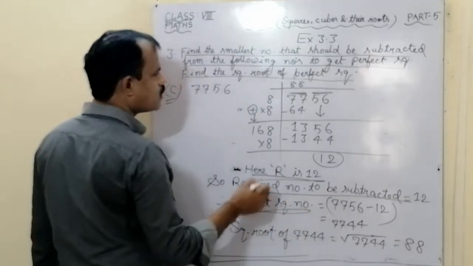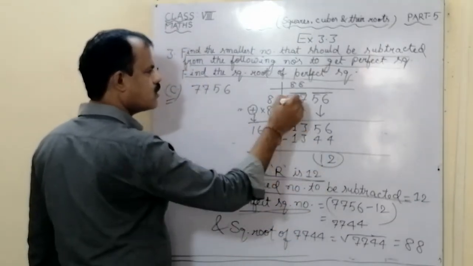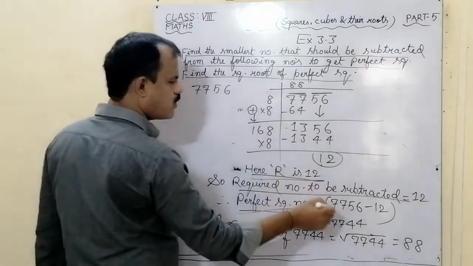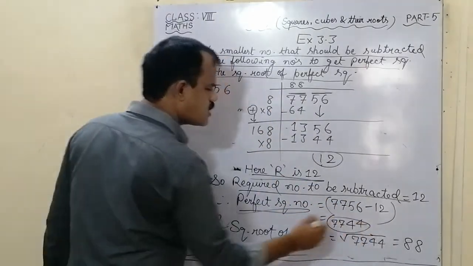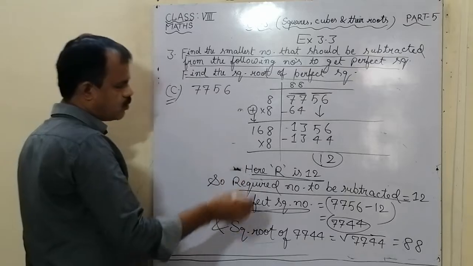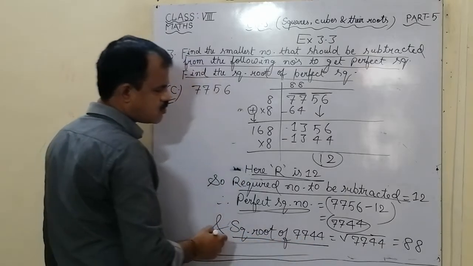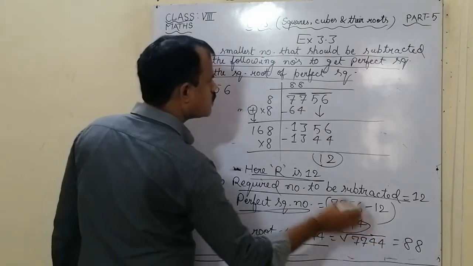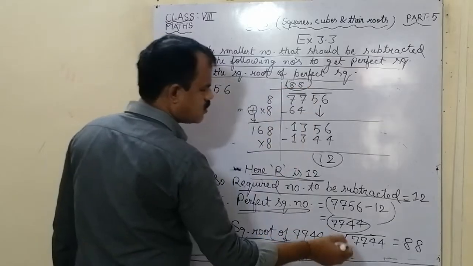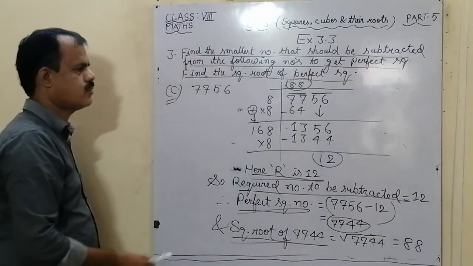And for the perfect square number, we have to subtract this remainder. So 7756 minus 12 becomes 7744. And when we find the square root of 7744, it becomes 88. So this is the final answer.